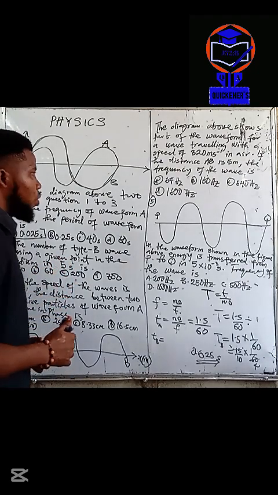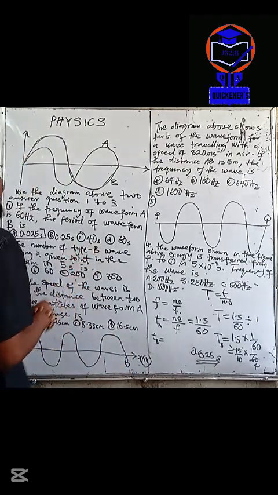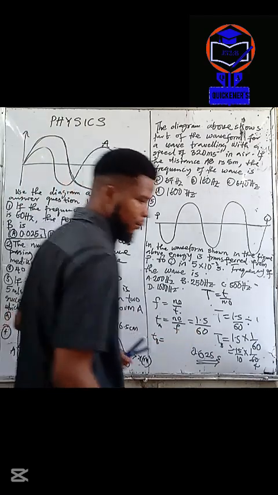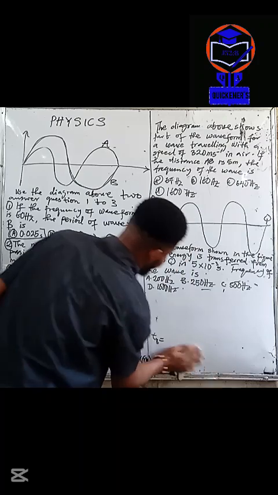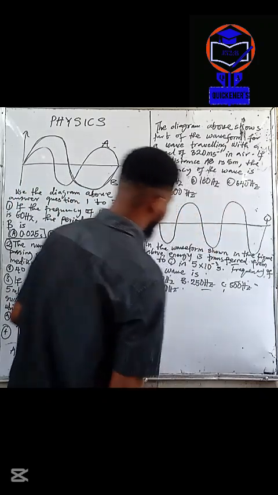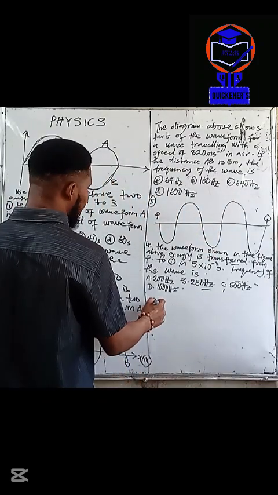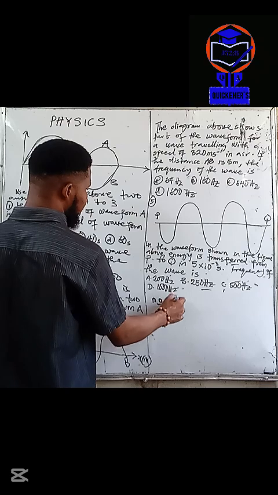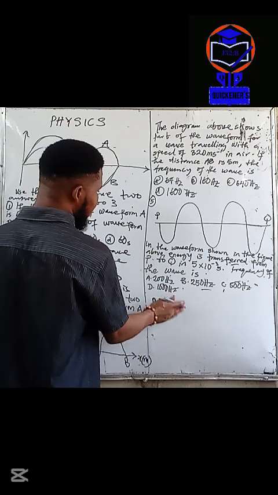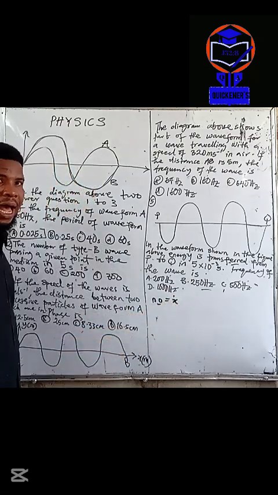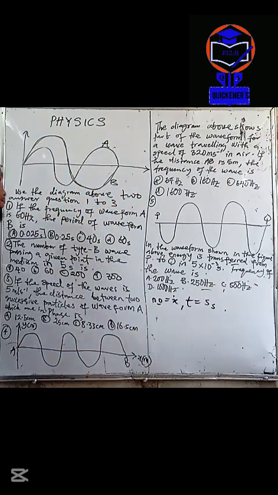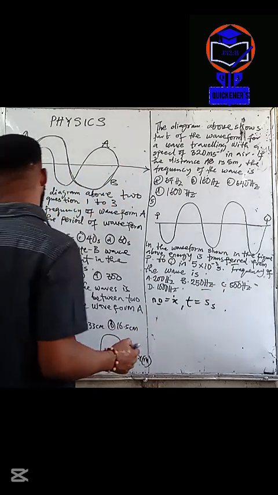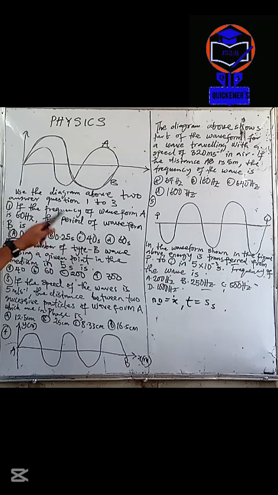Let's solve that here. We're looking for the number of waves, so let's call it S, in how many seconds? The number of waves is S, and the time is 5 seconds. Remember, we are talking about waveform A.